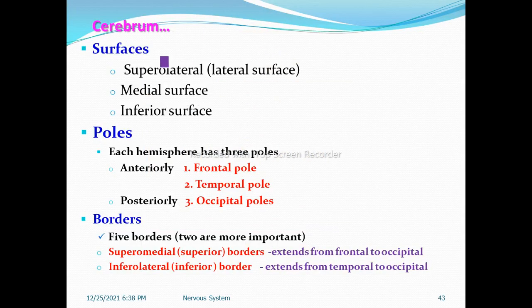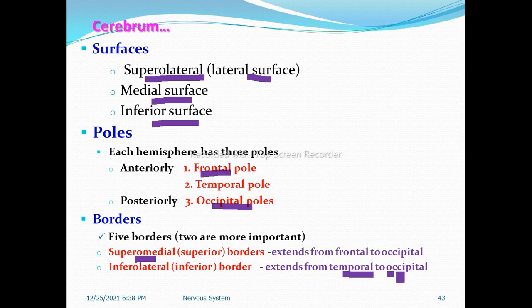As we have mentioned, the surfaces are supralateral or lateral surface, medial surface, and inferior surface. The poles are anteriorly the frontal pole and temporal pole, and posteriorly the occipital pole. There are five borders, and two are more important. The supromedial or superior border extends from frontal to occipital. The infralateral or inferior border extends from temporal to occipital.